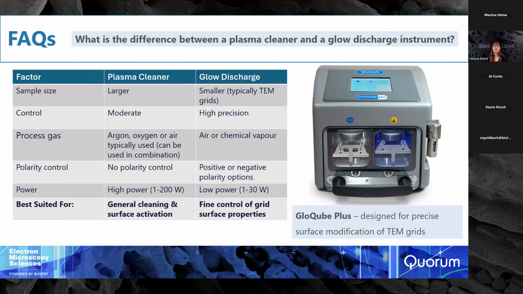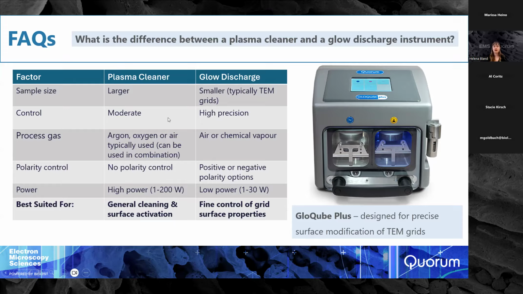The first difference is the sample size. With a plasma cleaner, we typically have a much larger chamber, so we're looking at larger samples, whereas glow discharge systems are designed specifically for TEM grids. So we tend to have smaller chambers because TEM grids are, of course, very, very small. On the right here, I've got our GlowQ Plus system, which is used for surface modification of TEM grids.